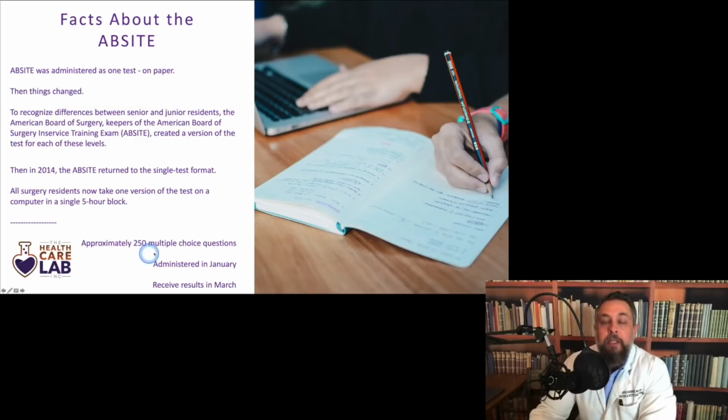Now, there are approximately 250 multiple choice questions. It's administered in January, late January, about the 28th, into early February. Your program has some leeway owing to availability of conference rooms, computers, and things like that. So anywhere from around the 28th to the beginning of February. You receive your results in March, but often your program receives results much earlier and can share them with you, often February.